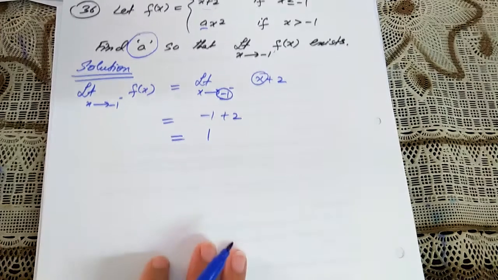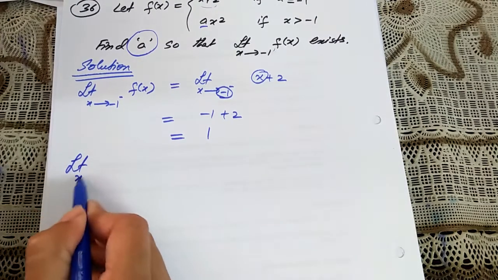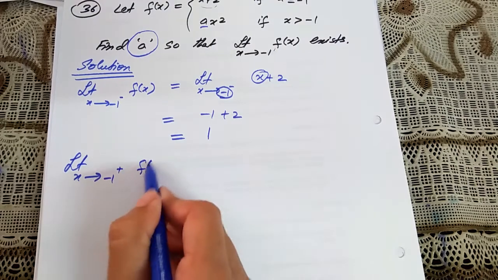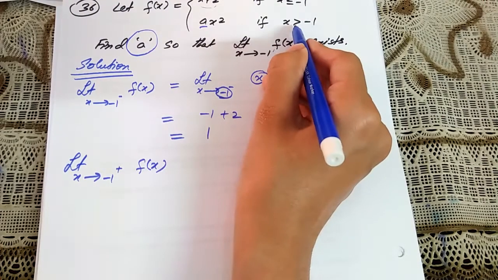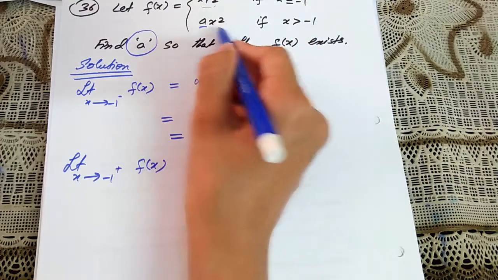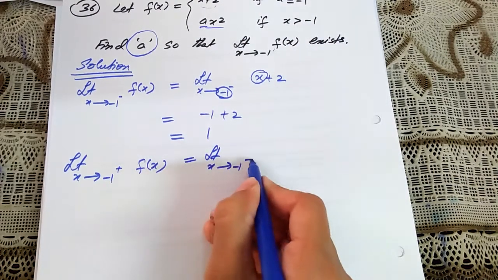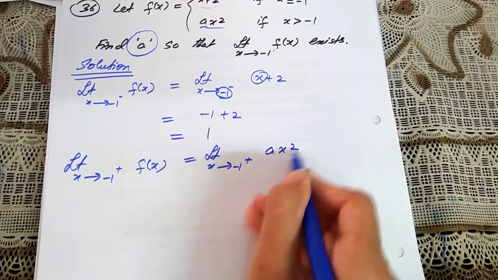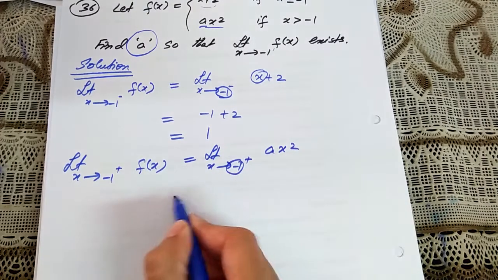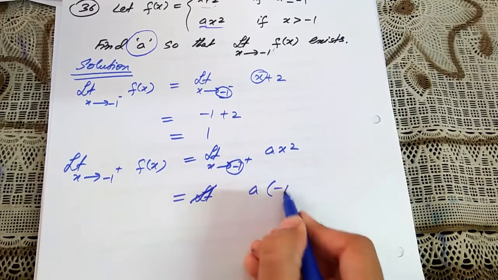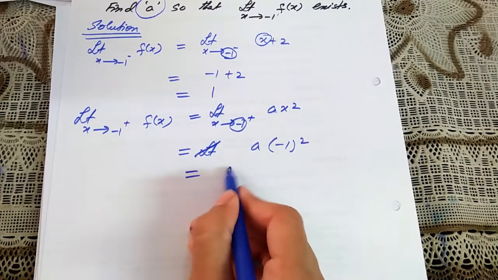So this is 1. Now the right hand limit. For the right hand limit, approach -1 from the positive side, and from the positive side it must be greater than that limit. So consider this function. It will be limit x approaches -1 plus, that is ax square. Now put the limit in place of x. We'll get a times (-1) square, and this will give me a.